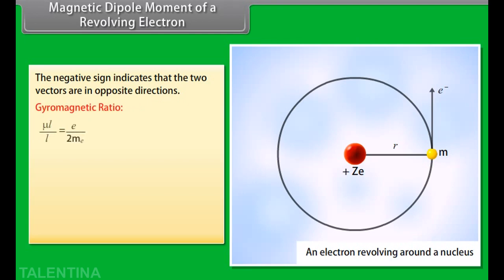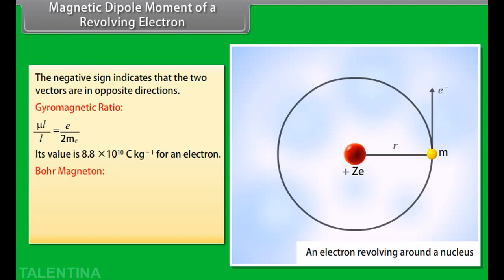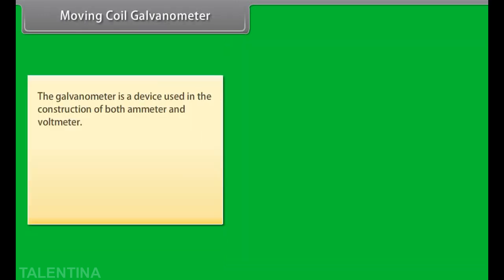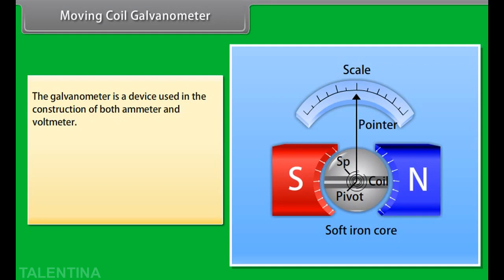Gyromagnetic ratio. Mu_L upon L is equal to e upon 2 m_e. Its value is 8.8 into 10 raised to the power 10 coulomb per kilogram for an electron. Bohr magneton. Mu_B is equal to e h upon 4 pi m_e. Its value is a constant and equals 9.27 into 10 raised to the power minus 24 ampere meter square. Moving coil galvanometer. The galvanometer is a device used in the construction of both ammeter and voltmeter.